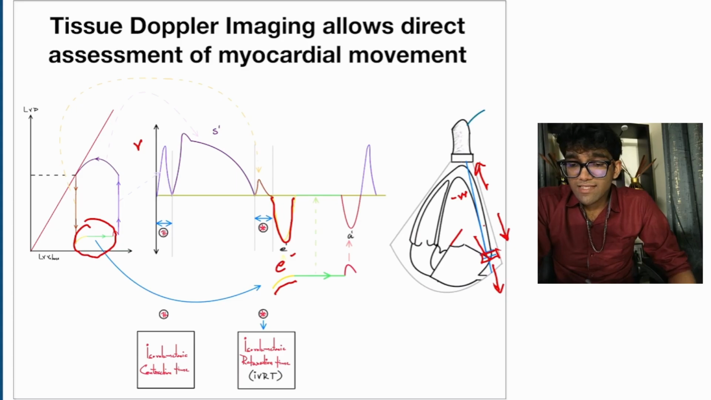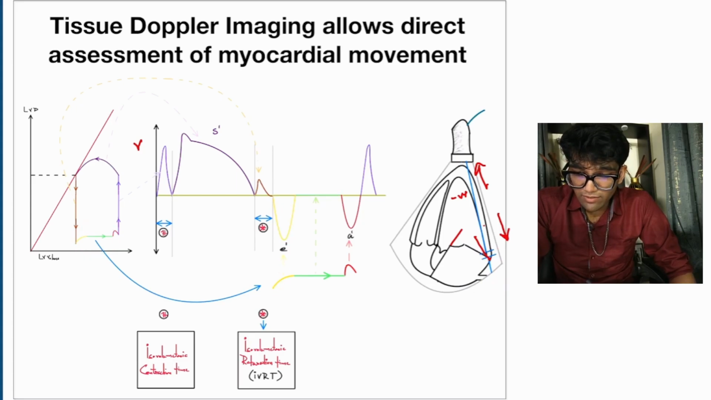After that, there is diastasis. So during diastasis, essentially very little movement of tissue occurs in either direction. So you get a flat line. And then finally, we have your atrial kick. Now atrial kick means the atrium is contracting. So the atrium contracts in this direction. This is how the atrium will contract.